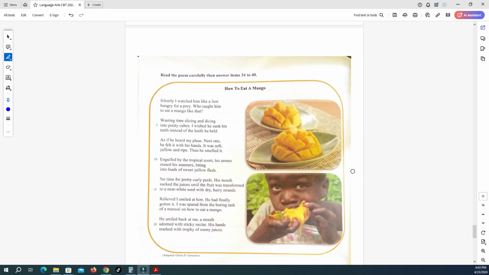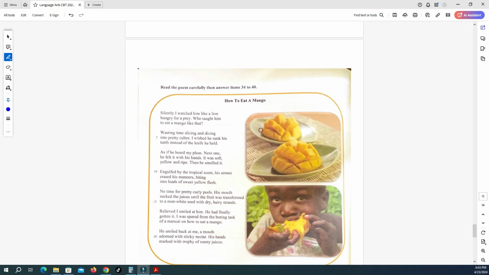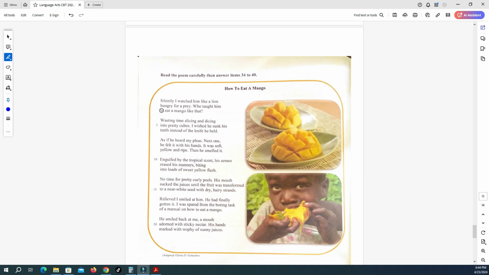All right, mango, woo-wee. So read the poem carefully and answer items 34 to 40. How to eat a mango. This is funny. All right, so let's read this poem.